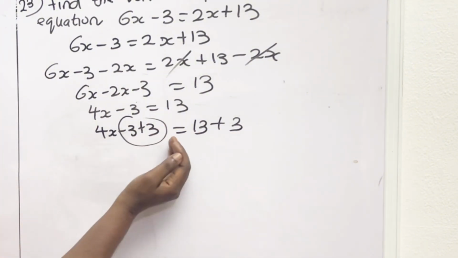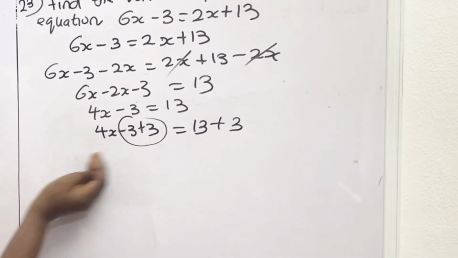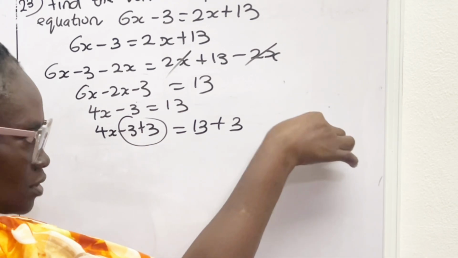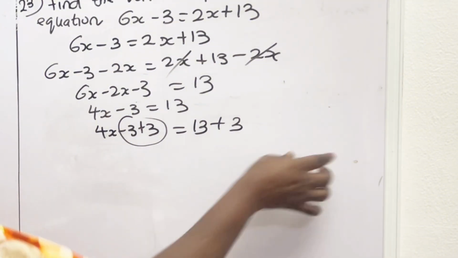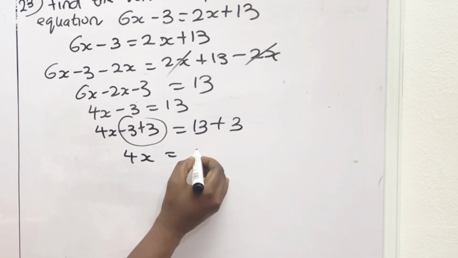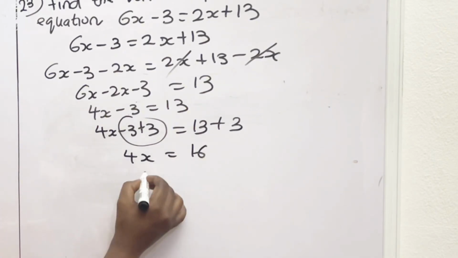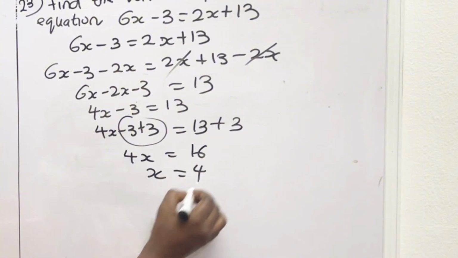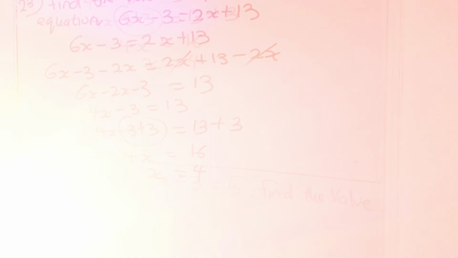I take it again. All the items on this side of the equation are the left hand side. This is the equal to sign. Then all the items on the right are on the right hand side. So this is 4x equals 13 plus 3, which is what? 16. So our x is what? Divide both sides by 4. x equals 4. Next question.